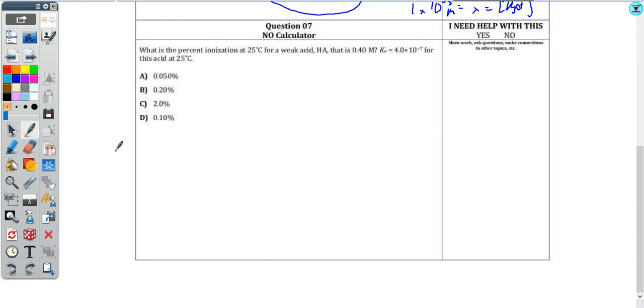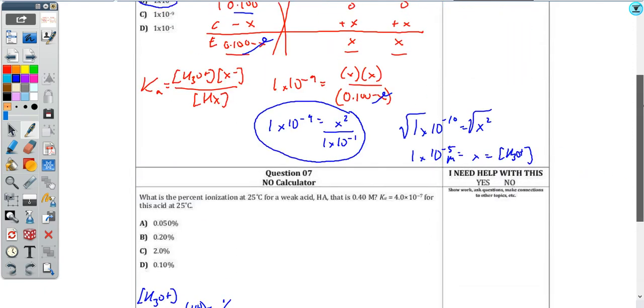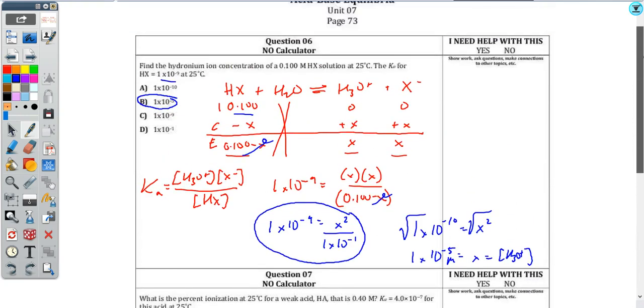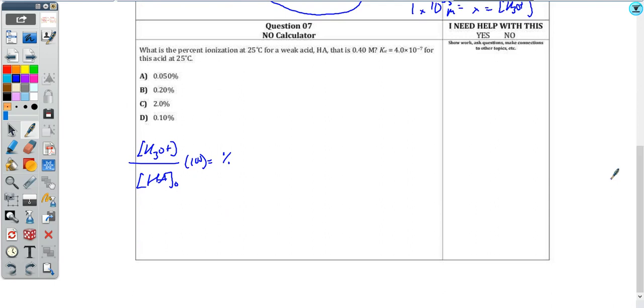Well, remember this formula: hydronium ion concentration over the initial concentration of your acid times 100 is how we determine percent ionization. Not on your formula chart, something you have to remember. Hydronium ion concentration, right, is what we solved for in this earlier question. So the similarity is there, right? It's recognizing that you have to get hydronium ion concentration in both cases.